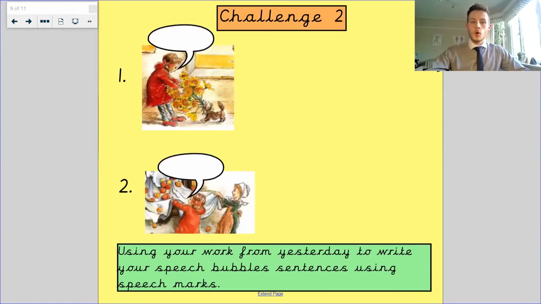Challenge 2, what could Katie be saying here? What could she be saying? What could Katie be saying in this picture? Using your speech bubbles that you made yesterday, you can add in your 99 and your 66 and your 99 and who said it. I'd rather you use a super word other than said. You can maybe use it once, but not twice.